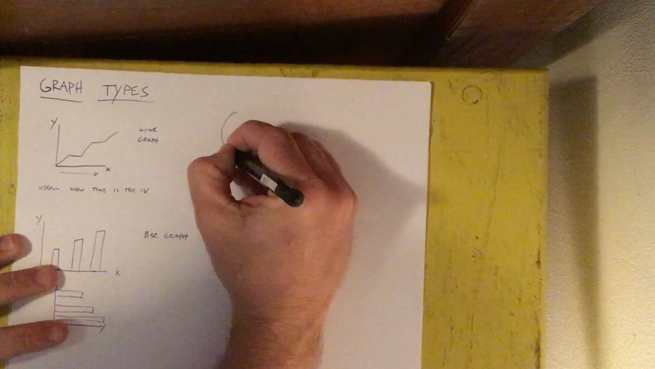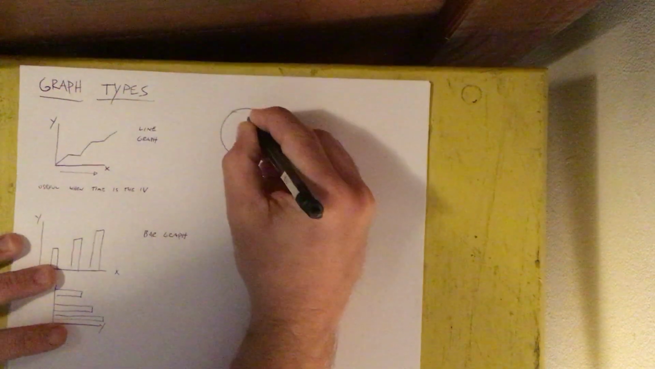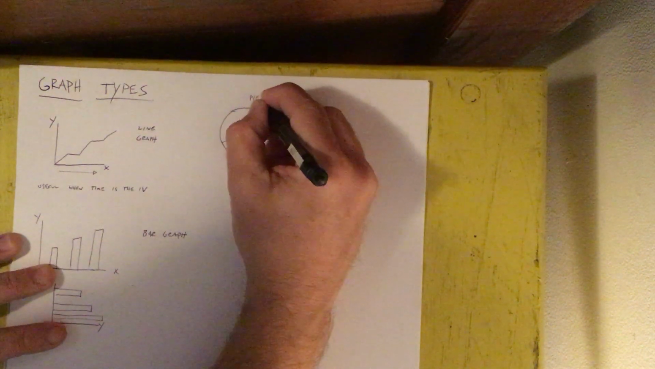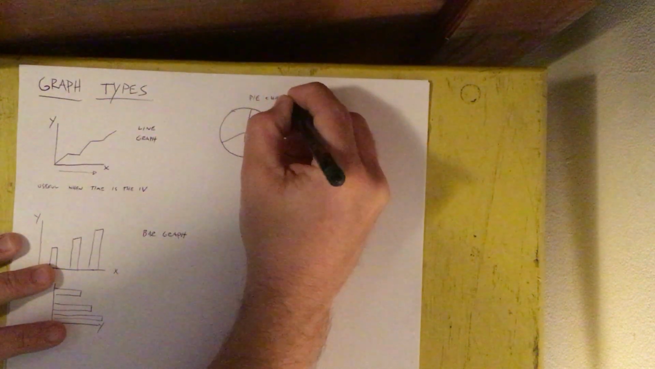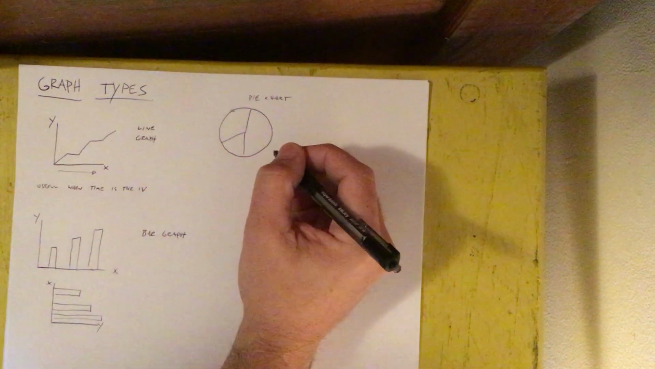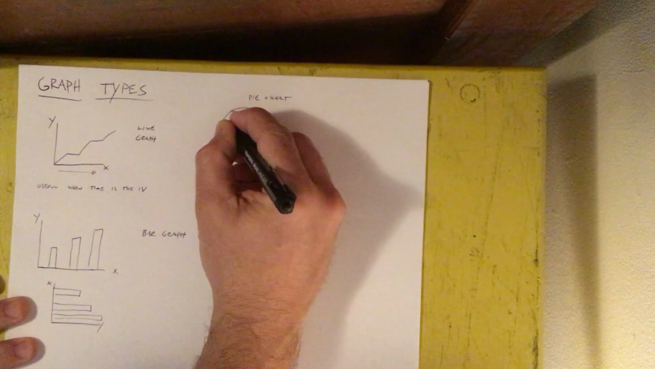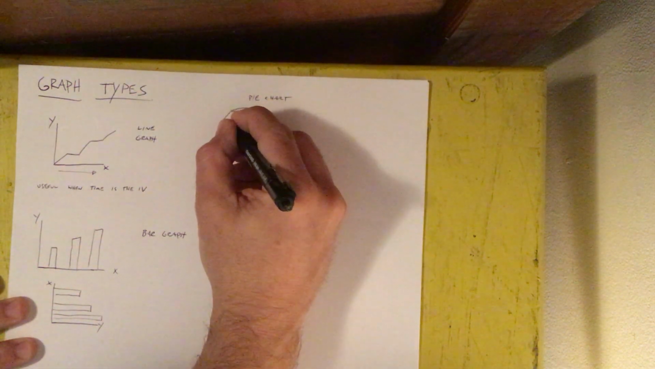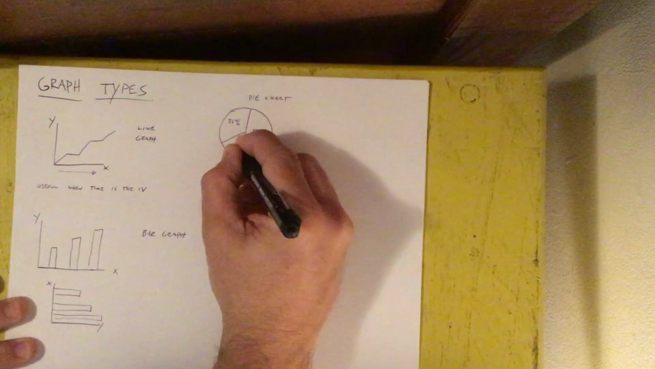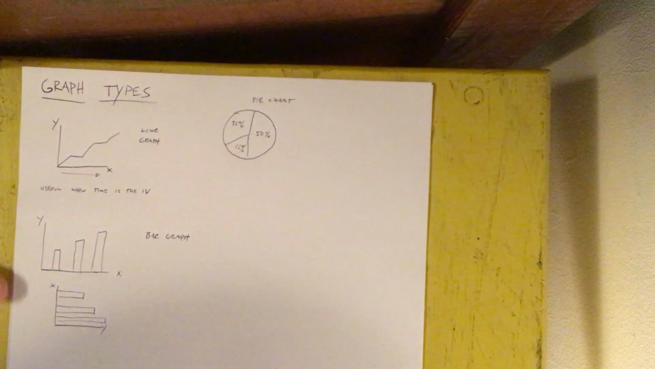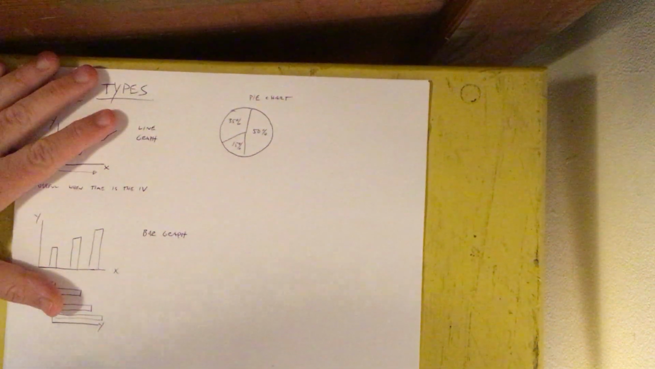Another common type of graph is a pie chart. And a pie chart shows percentages of a whole. So like this would be about 50%. This side would be like 35%, and this would be about 15%, estimating. So pie charts are useful for showing percentages.